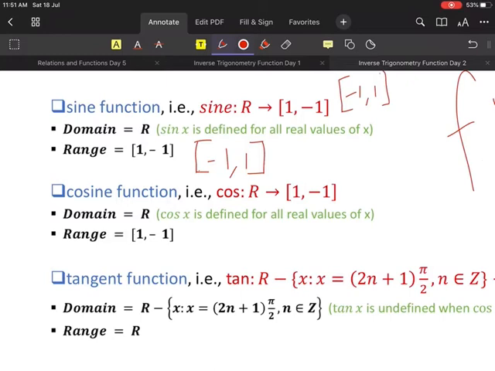Okay. Now look at the cos function. The cosine function is given by cos colon R to minus 1 comma 1. What is R? R is the domain, and minus 1 comma 1 is the range of the cos function. What is the maximum value of cos? It's 1. And what is the minimum value of cos? It's minus 1. Can anybody tell me cos 180 degrees how much?